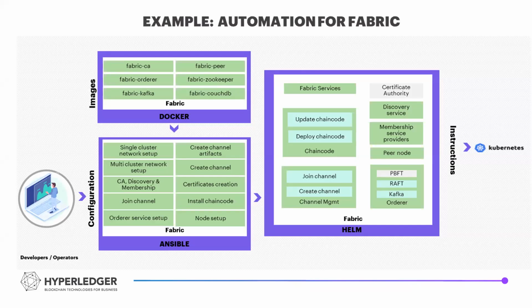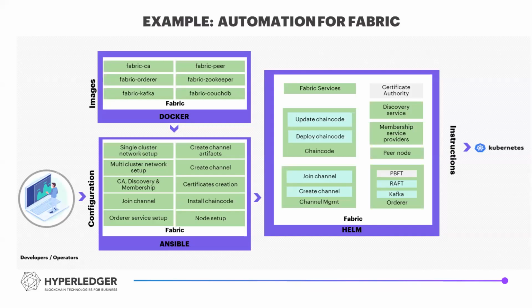Then we have Ansible, which is the only configuration management tool we use. The developers will basically edit a network YAML, or config file, and then give that as an input to this Ansible automation, and they will get the network. In Ansible, we have separate playbooks and roles created, which will do orderer setup, node setup, chaincode installation, creating channels, and all that.